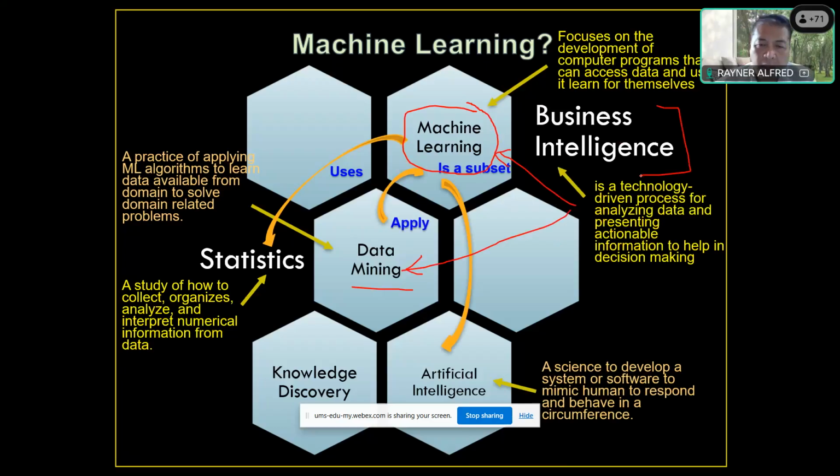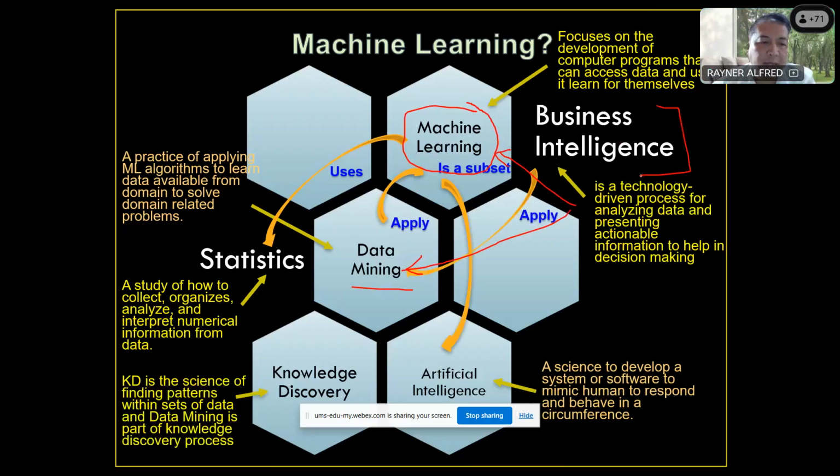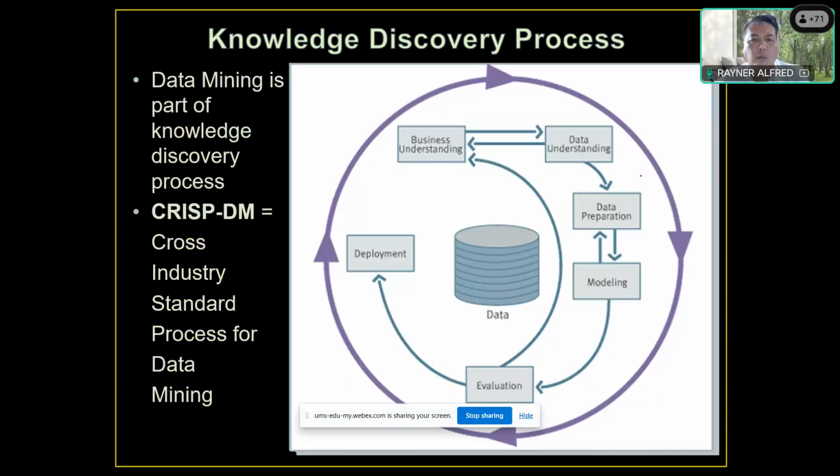And lastly, we have knowledge discovery. Knowledge discovery is a big umbrella that covers data mining. Basically, knowledge discovery is the science of finding patterns within a set of data, and data mining is part of the knowledge discovery process. So if we zoom into this knowledge discovery, we will have this.